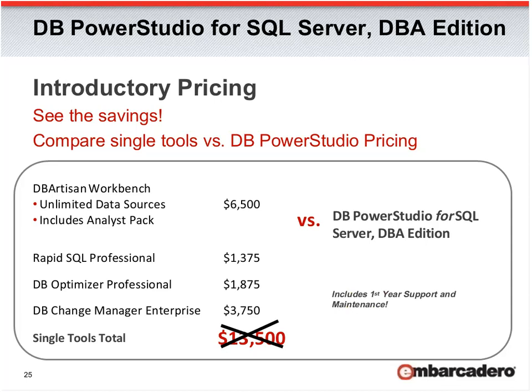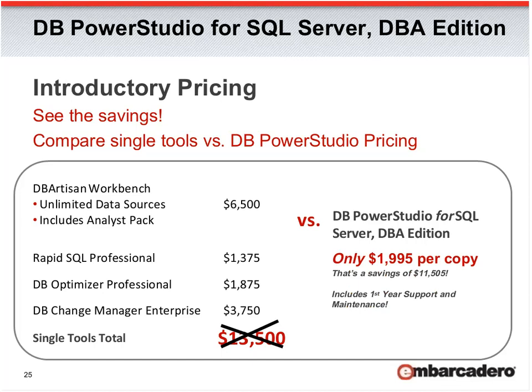So bringing in DB Power Studio for SQL Server, the DBA edition. This is the edition that includes the administration tool as well as the development IDE, the optimization, and the change management, for $19.95 per copy. That's over $11,000 in savings, and the price includes first-year support and maintenance. We recognized the need, we recognized the value, and we needed to get it in there. So that's the DBA edition.